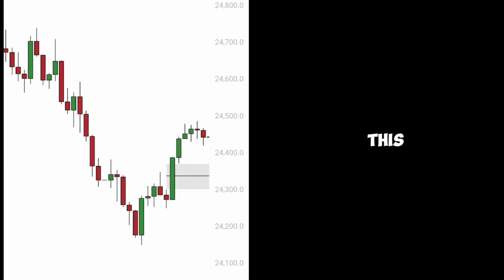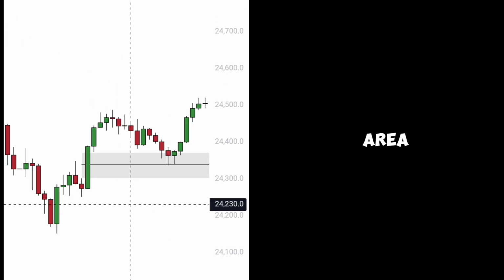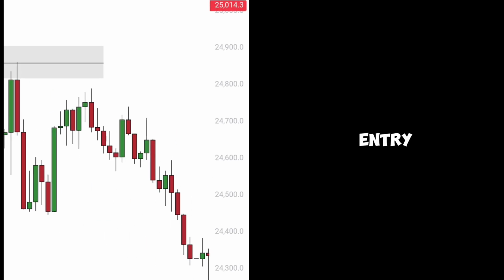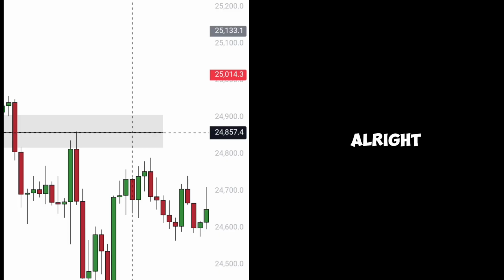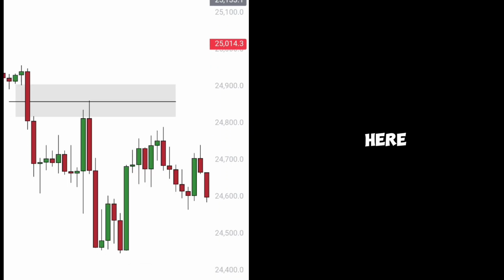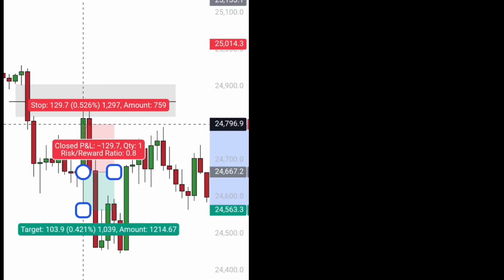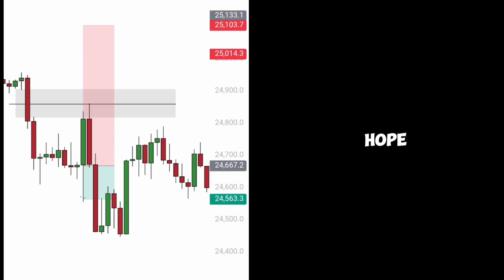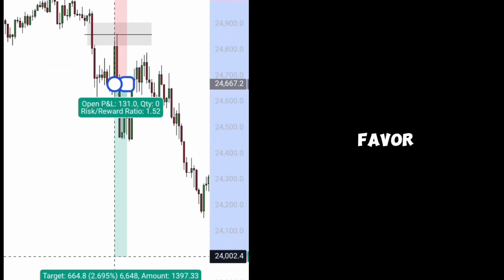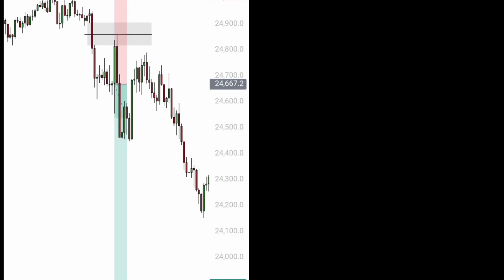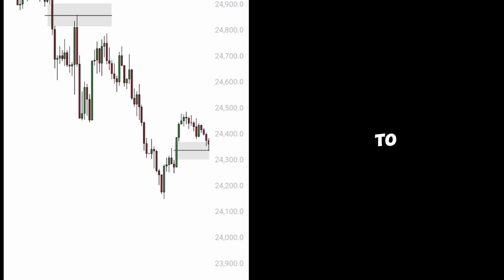Okay, so this is an entry area right there. This is an entry area. All right, but you don't just want to take trades around here and then put your stop losses far away and just hope that the market goes in your favor. No, you don't just do that. What you want to do instead is to pay attention to what I'm about to show you.